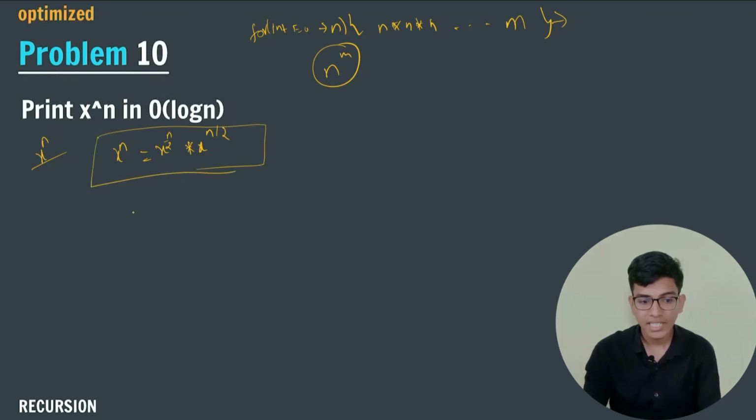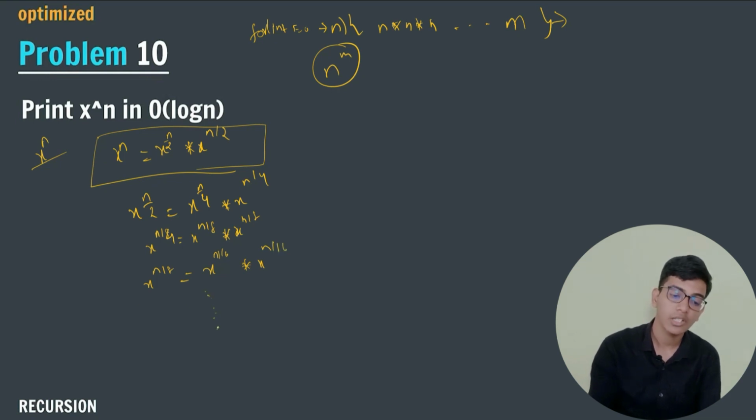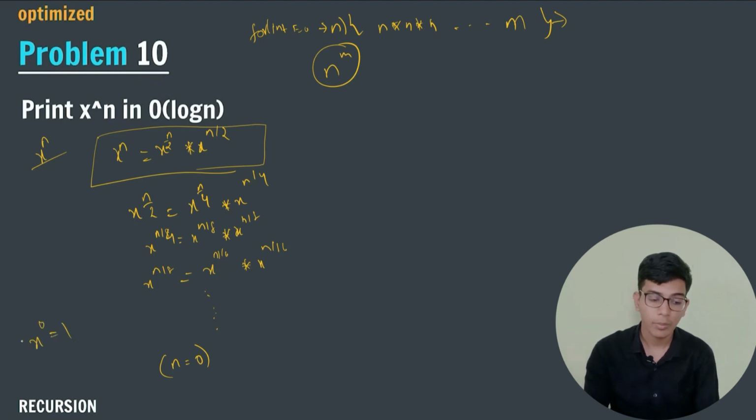Okay, and can I write that x to the power of n by 2 is equal to x to the power of n by 4 into x to the power of n by 4, and x to the power of n by 4 is equal to x to the power of n by 8 into x to the power of n by 8, and x to the power of n by 8 is equal to x to the power of n by 16 into x to the power of n by 16. And these function calls will continue until my n becomes 0, and if my n becomes 0, then we already know that x to the power of 0 is equal to 1. So this will become my base case.